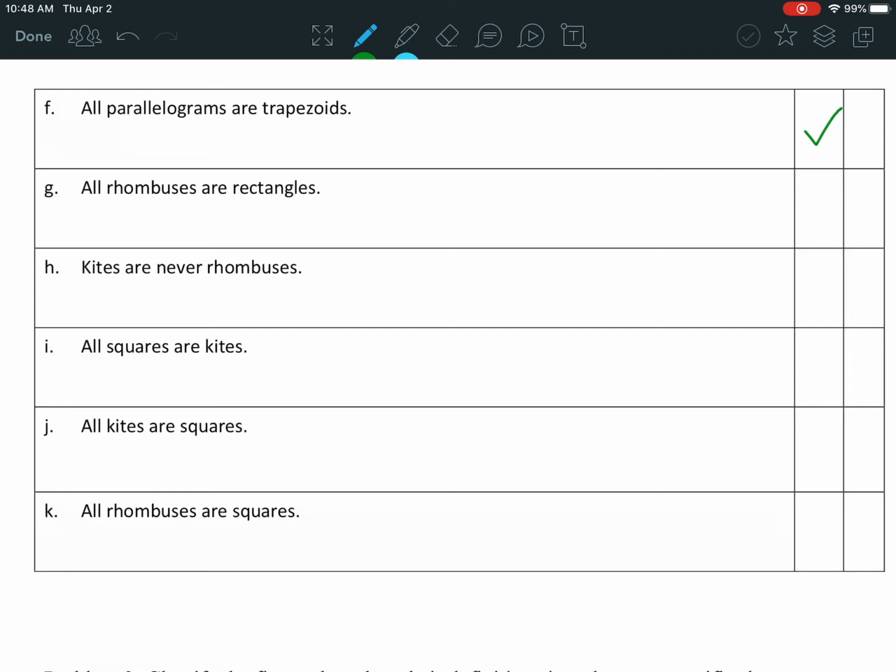G says all rhombuses are rectangles. All rhombuses are rectangles. That is false. We're going to change it to make it true, and it's going to say some rhombuses are rectangles. And that is because not all rhombuses have 90-degree angles, and all rectangles have to have 90-degree angles.